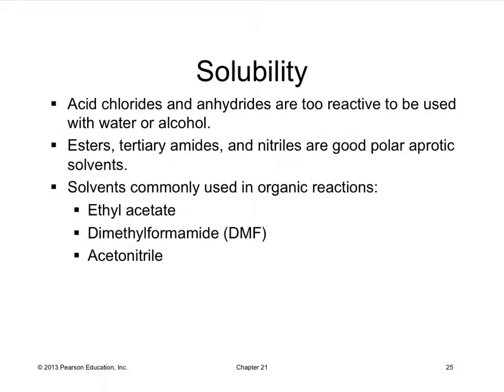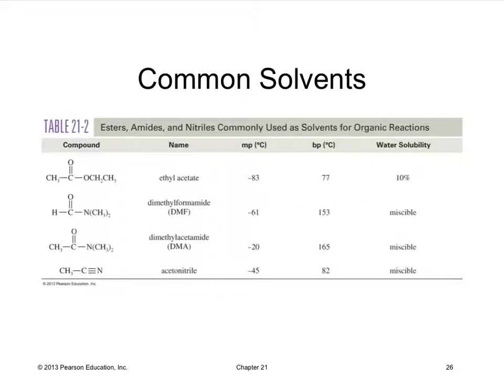In terms of solubility, acid chlorides and anhydrides are too reactive to be used with water or alcohol. Esters, tertiary amides, and nitriles are good polar aprotic solvents. Solvents commonly used in organic reactions are ethyl acetate, dimethylformamide, and acetonitrile. Here are examples and pictures of those common solvents: ethyl acetate, DMF, dimethylacetamide or DMA, and acetonitrile. And their boiling points, melting points, and solubility in water are in your book, Table 21-2.